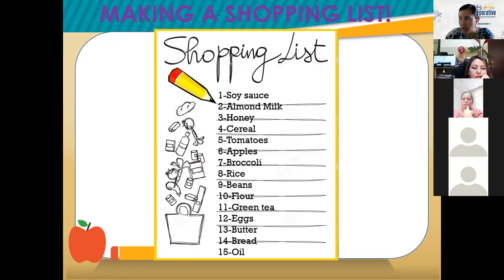Espérenme, voy a copiar acá. Me dijeron sugar, ¿verdad? Sugar, that's number 16. Coffee, me escuché por ahí. Cookies. Ah, cookies, I see. Ok, cookies. Muy bien. What else?